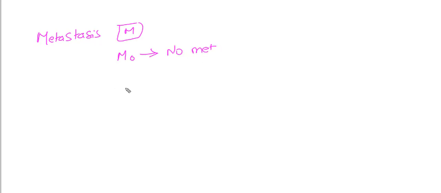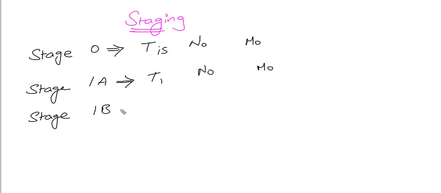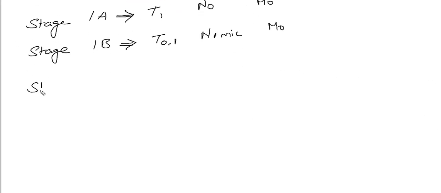Coming to the metastasis, M0 is no metastasis and M1 is metastasis present. This is the basic thing. Coming to the real staging of breast carcinoma, stage 0 is TIS, N0, M0. Stage 1A is T1, N0, M0. Stage 1B is T0 or 1 with nodal micro metastasis, N1 mic.